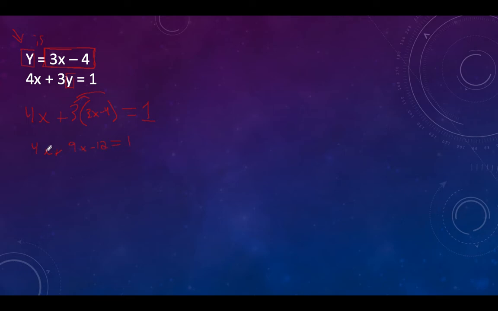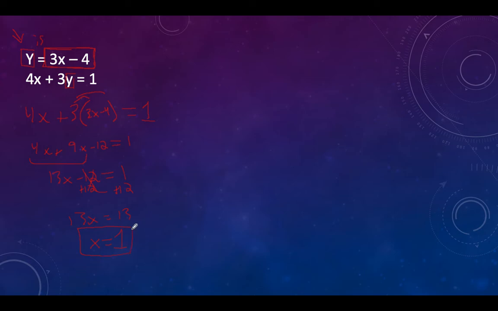So now we got to solve. Well, we can combine these two because they're like terms. So 4x plus 9x, that's 13x. Minus 12 equals 1. We got to solve for x, so it's plus 12 over to both sides. So you get 13x equals 13. Solve for x. X equals 1. Okay, there's half our answer.